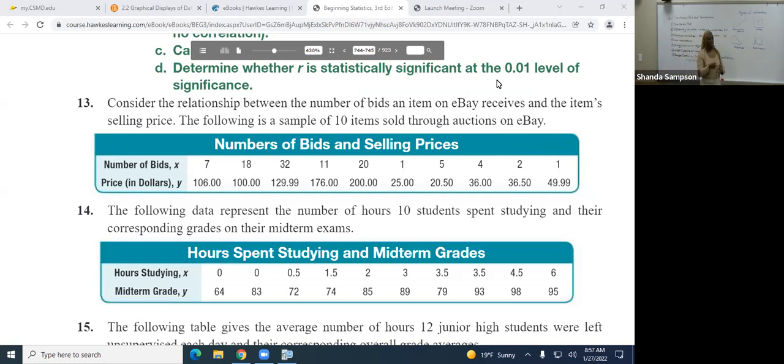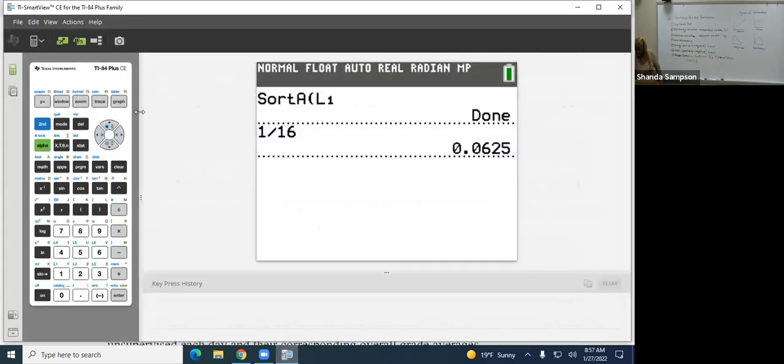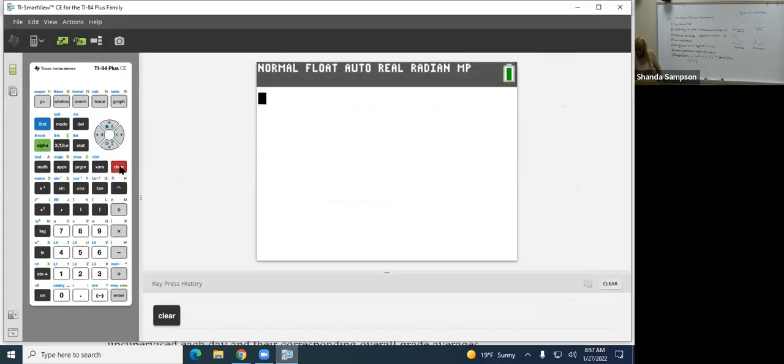Currently, your calculator is not set up to do the R. I'm going to show you how to get your calculator set up for R. Depending on your calculator, you may have it in the shortcut. If you don't have it in the shortcut, then I'll show you how to do it the long way, because that's the way I know right off the top of my head.